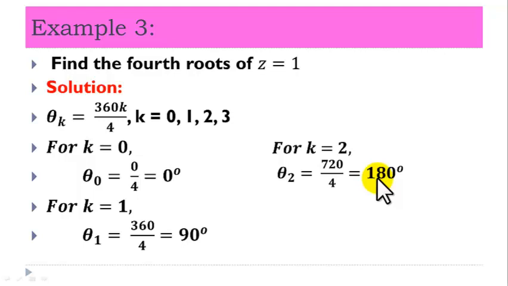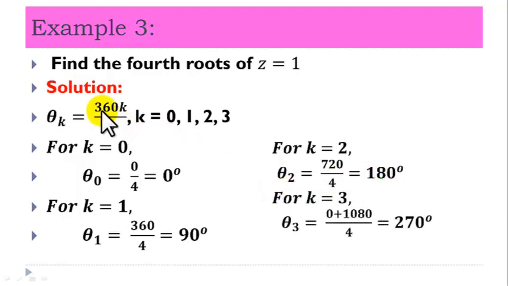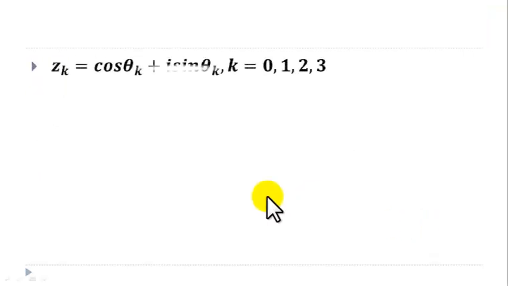And for k equals to 3, we have theta 3 equals to 360 times 3 all over 4. That is 1080 over 4, which is equal to 270 degrees. So therefore, the fourth roots of unity are zk equals to cos theta k plus i sin theta k for k equals to 0, 1, 2, and 3.